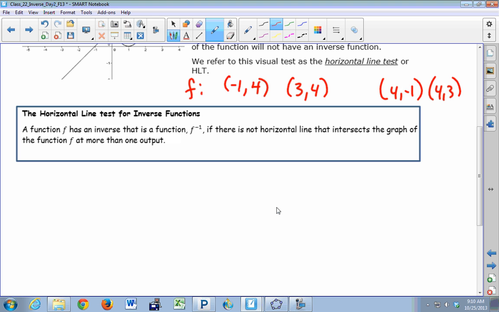So the horizontal line test says that a function f will have an inverse that's a function if there is no horizontal line that intersects the graph of the function in more than one spot. So it's a very quick and easy test. You just draw a horizontal line right through your graph, and if it hits it twice, no go.